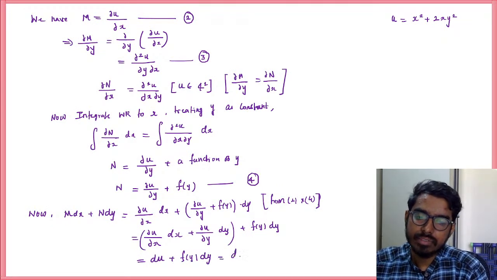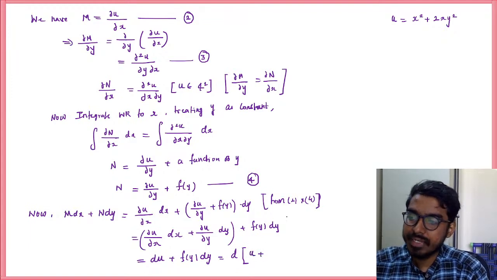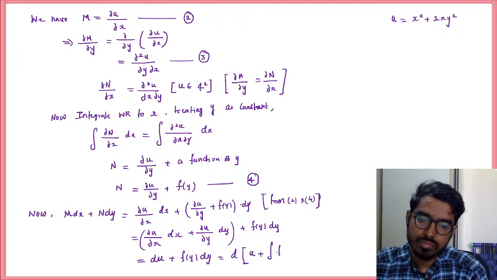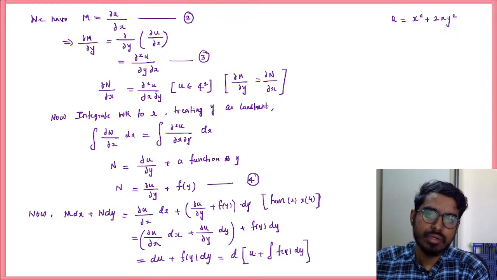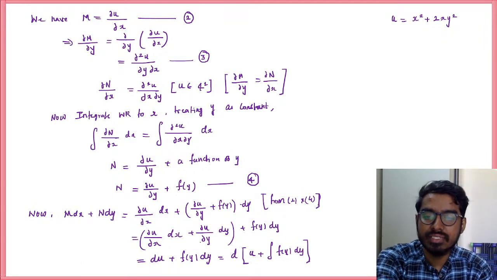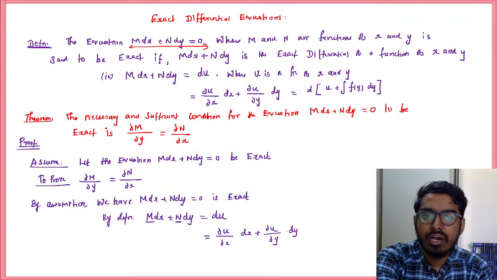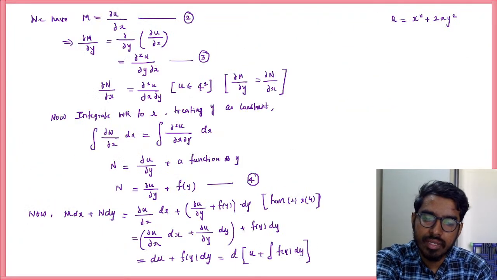This can be written as d of u plus the integration of f(y) dy. Both are the same. If I bring d inside, it will be du, and the differential and integral will cancel, which is exact. This is the definition of exact: M dx plus N dy is equal to d of u plus the integration of f(y) dy. So that means it is exact.